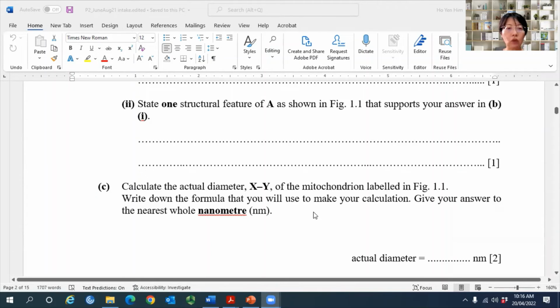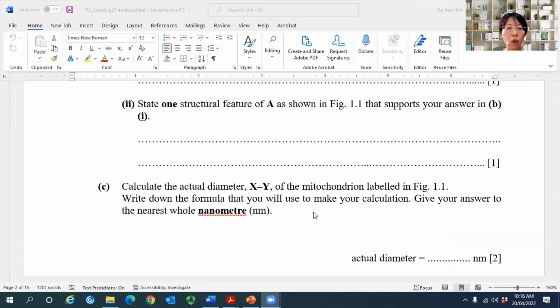So part C is you need to calculate the actual diameter XY. And not only that, you need to show your answer to the nearest whole number and it must be in nanometers. The majority of students lose marks here, as in you don't score the full marks because you do not know how to convert from cm or mm to nanometer. Number two, you did not show the formula. This is where the majority of students lose the mark. They already said very clearly to write down the formula that you will use. So therefore you need to write down the formula.